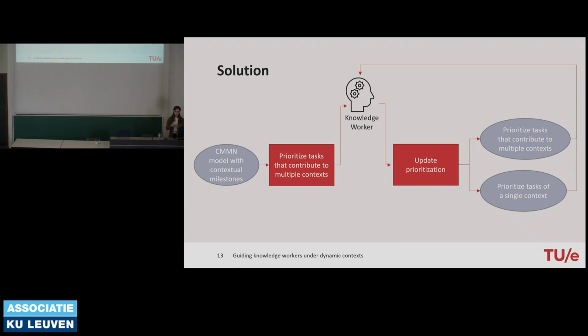With the updated list, he or she can choose to prioritize the tasks that contribute to the multiple contexts still. But since there will be some information now about context, about data, some context can be more probable, so another option is to prioritize tasks of a single context. Then again, the knowledge worker chooses a task, performs it, and this cycle goes on until the end of the process.